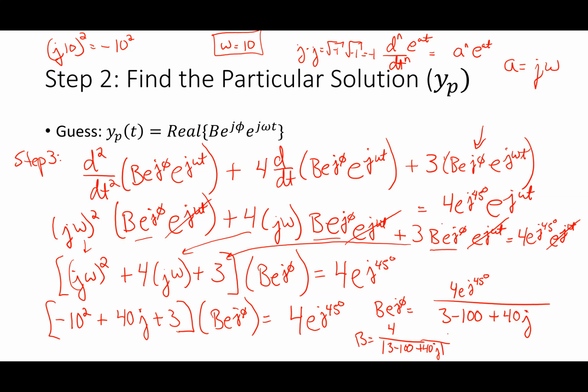The other one I'm going to get is phi. So the angle phi equals 45 degrees, which is the angle at the top, minus the angle of 3 minus 100 plus 40j, whatever that is, which we could easily calculate. So that is my two equations. Now, remember this form though, because I can handle this in Matlab pretty easily.